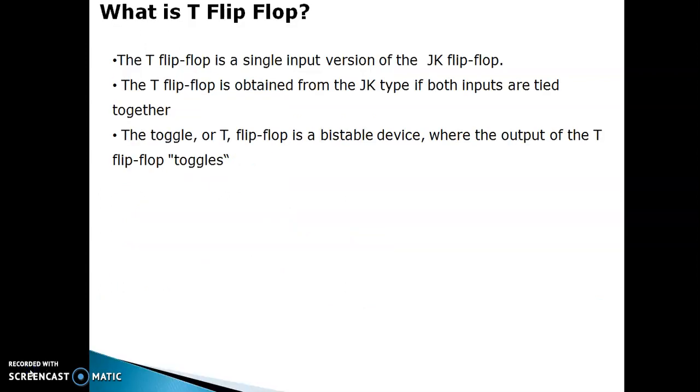The T flip-flop is a single input version of the JK flip-flop. The T flip-flop is obtained from the JK type if both the inputs are tied together. T flip-flop is also known as a toggle flip-flop. To avoid the occurrence of intermediate state in the SR flip-flop, we should provide only one input to the flip-flop called a trigger input or the toggle input. Then the flip-flop acts as a toggle switch. Toggling means changing the next state output to the complement of present state output.